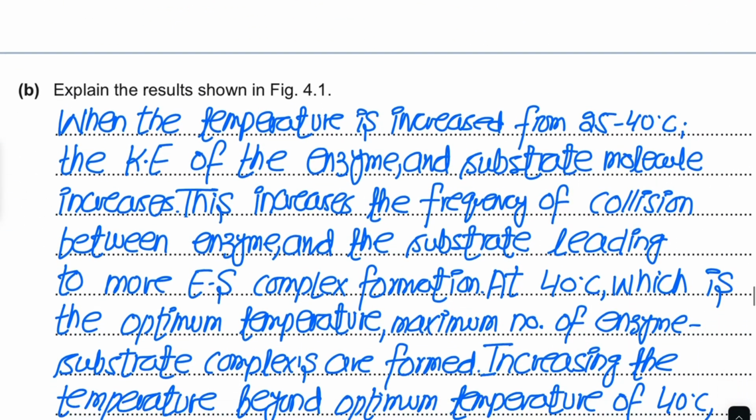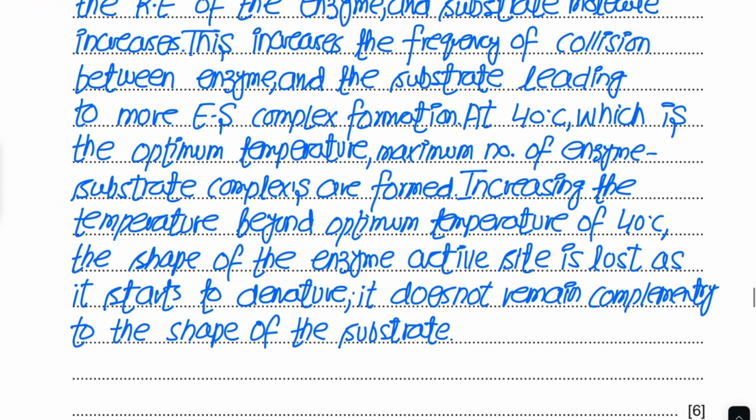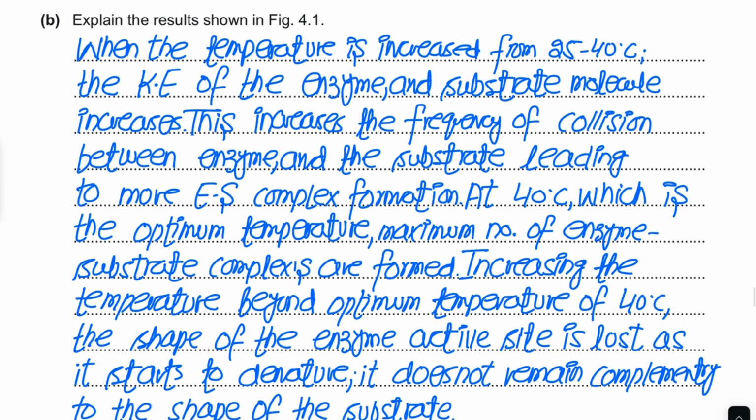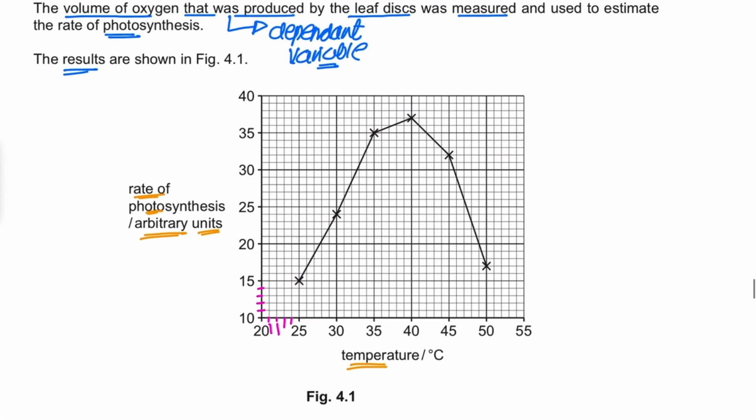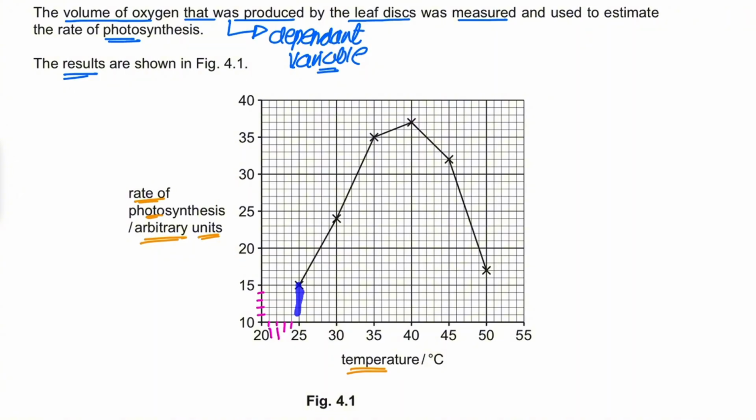If we move further, here they have given you a total of 6 marks, and they want you to explain the results shown in figure 4.1 above. Now we have to explain the results. We are not required to describe them in terms of numeric values. If I take you to the graph for the explanation, you see that when the temperature is increased from 25 to 40 degrees centigrade, the rate of photosynthesis is increasing and the graph is steeper. From 35 to 40, the rate of photosynthesis is increasing but less steeply.